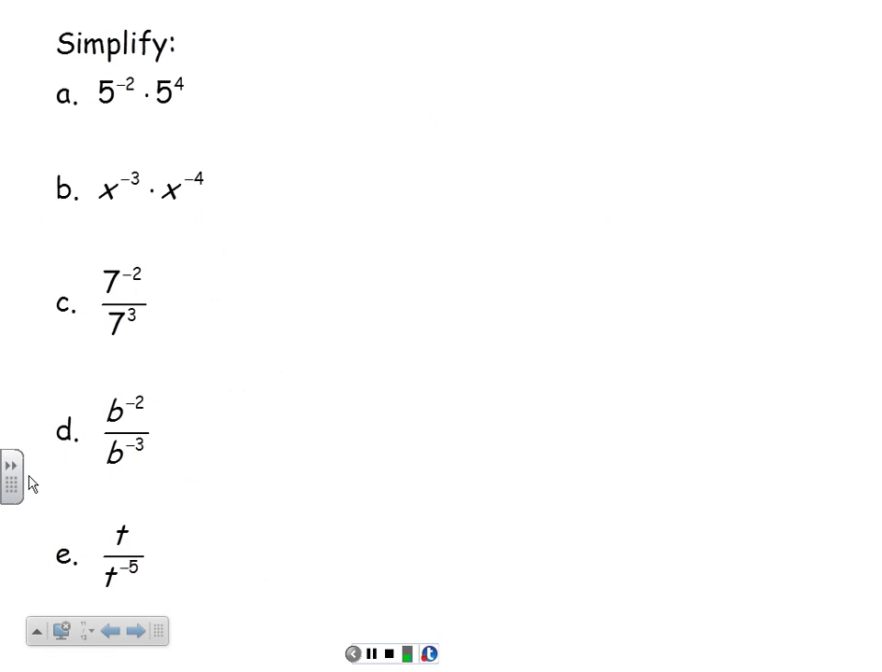So now we're going to put all of these rules together. We have our multiplying of the like base, we have our dividing of the like base, and we're dealing with negative exponents in all of these. So let's look and see how to do this.